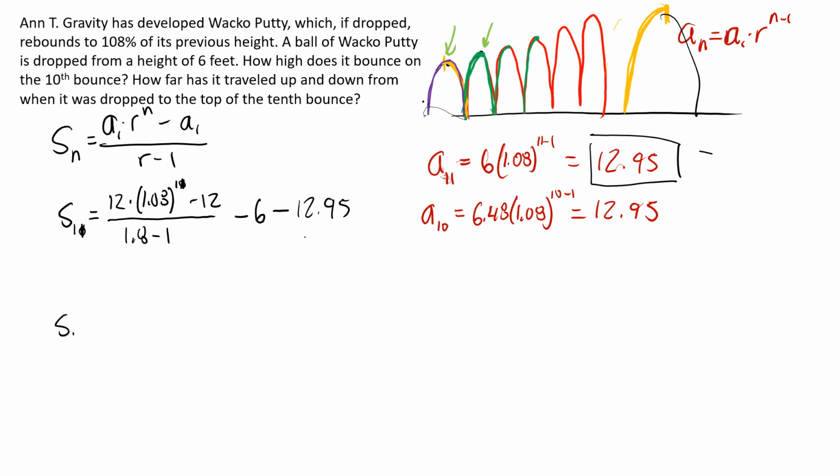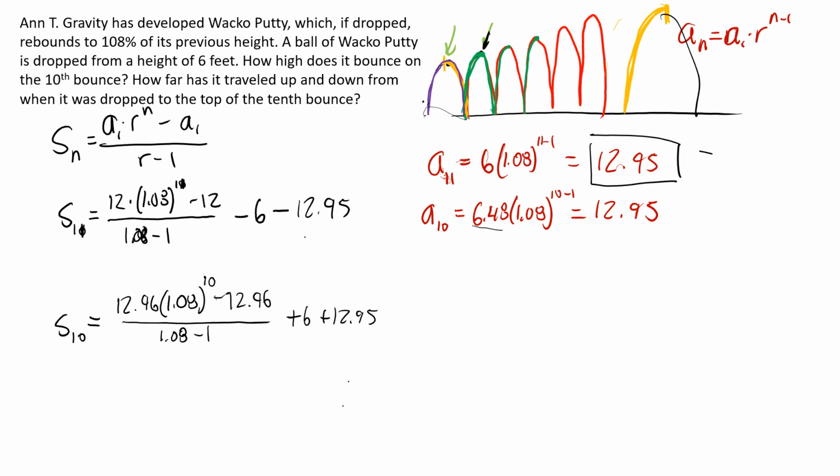Then we could say, okay, now S sub 10, we would say it's that first distance. So 6.48 was this height right here. So 6.48 times 2 would be the total distance traveled in that second bounce, which was 12.96. Now that's times 1.08 to the 10th power minus 12.96 divided by 1.08 minus 1. But now we'd have to add the 6 and add the 12.95, I believe. Let's see. This could be wrong. I might have done this wrong, but let's just check.